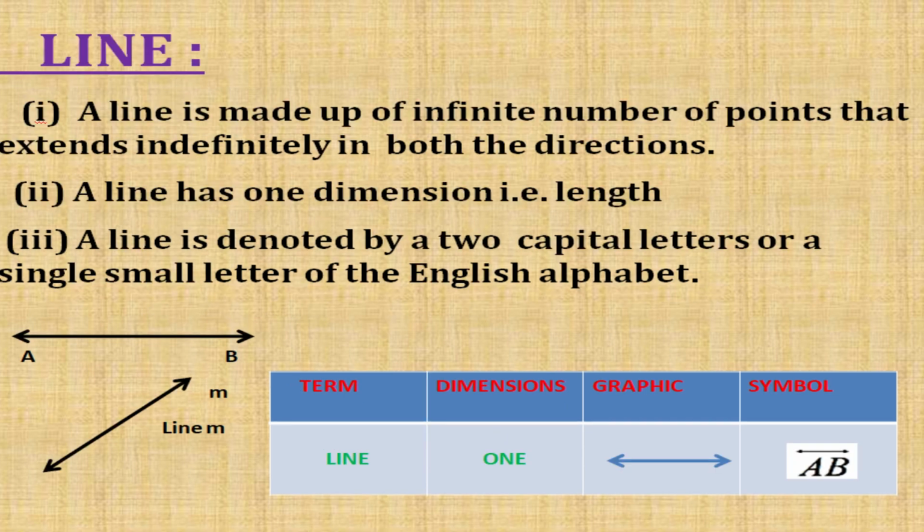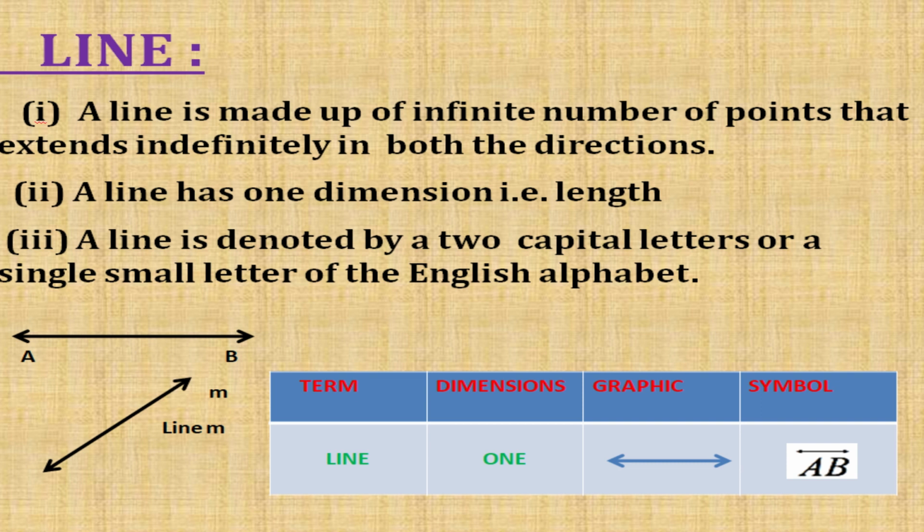Line. A line is made up of infinite number of points that extends indefinitely in both the directions. A line is said to have one dimension. इसका एक dimension होता है, that is length. और line को denote करने का तरीका मैंने आपको बताया, double headed arrow use होता है इसमें, और आप figure में भी देख सकते हैं कैसे एक line को नाम दिया गया है.